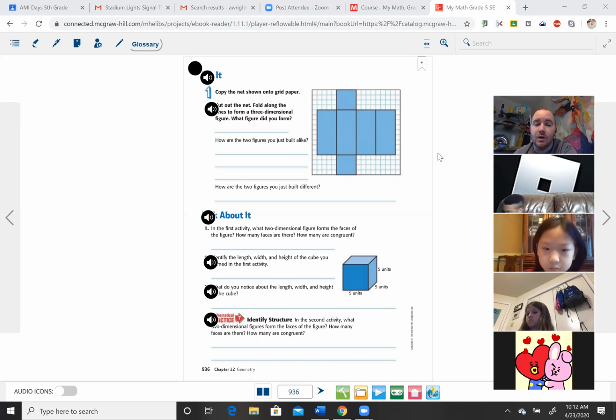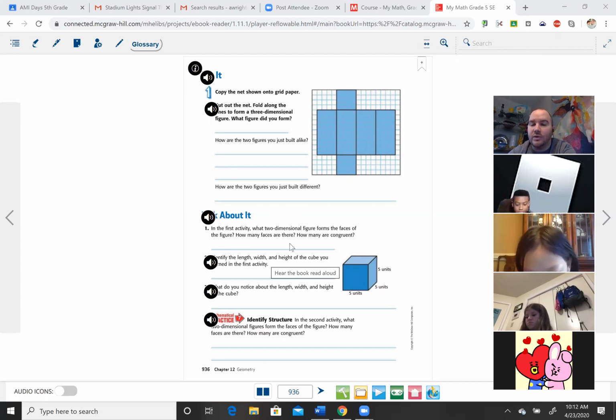Okay. We're on page 936. We're talking about this first talk about question, which was asking about that net above. So let's go to the second talk about it. I'm going to mute you again, Mitchell. So it says identify the length, width, and height of the cube framed in the first activity. So this is the first activity.